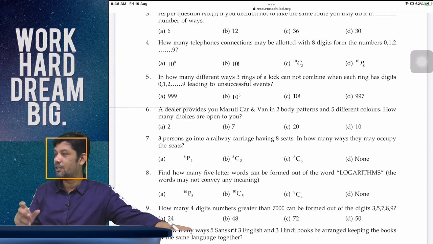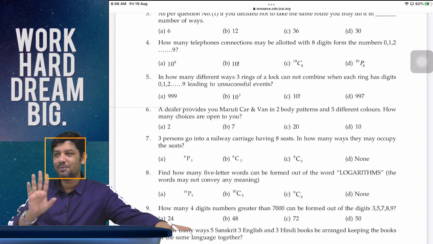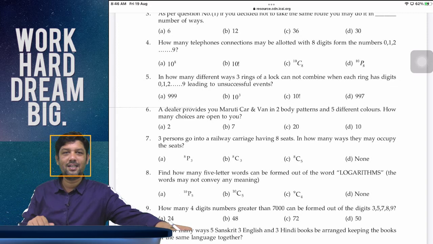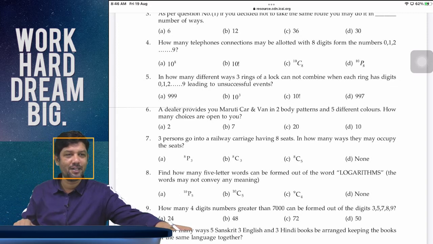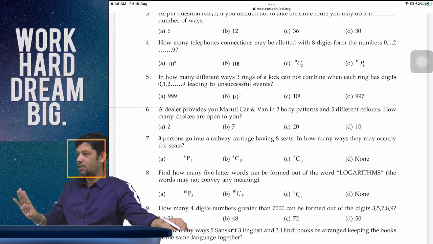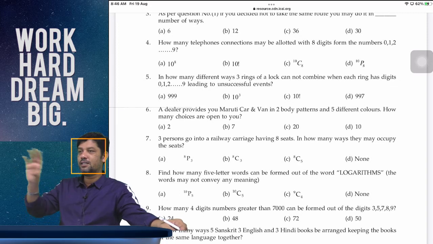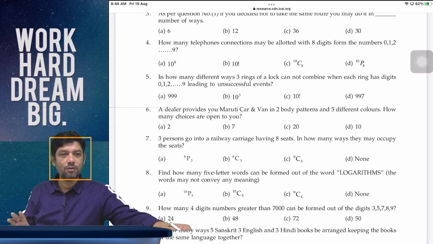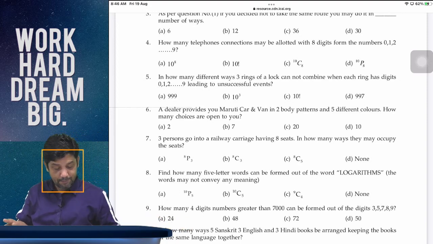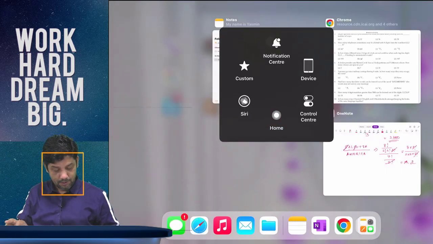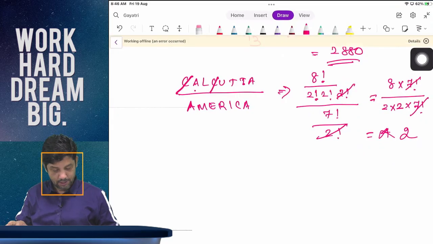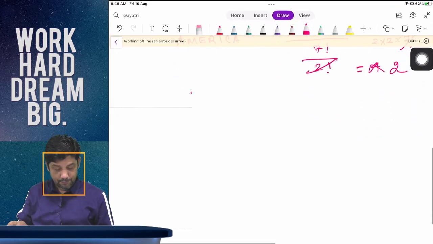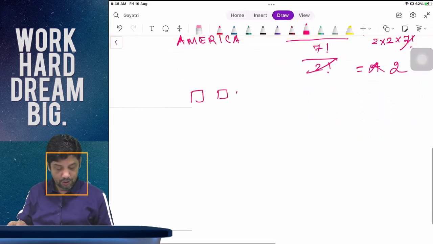The telephone number 00000000, no one uses it, but it is possible. No one can say that this number is not possible. Say yes or no, my dear. Can it be allotted or not? 8 digits, all 8 digits are 0. Online students, can it be allotted or not? Yes, it's an 8 digit phone number.